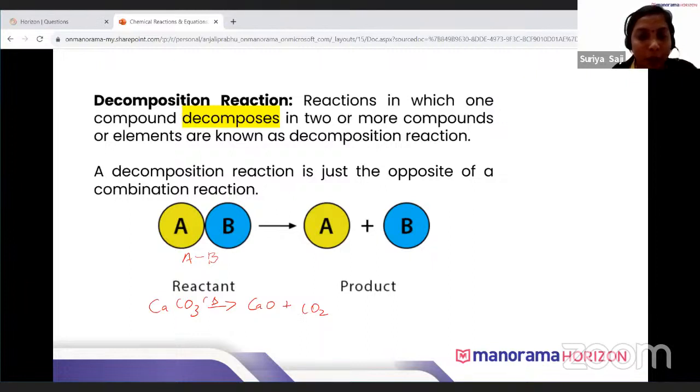Calcium carbonate, that is marble, is in solid state. Calcium oxide formed will be solid, and the carbon dioxide formed will be in gaseous state. So this is a common example for the decomposition reaction. Calcium carbonate gives calcium oxide plus carbon dioxide. Okay. So this is decomposition reaction.